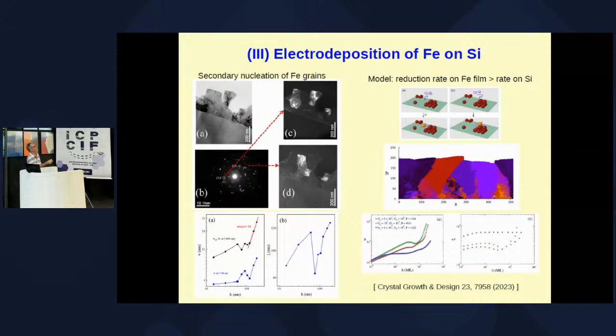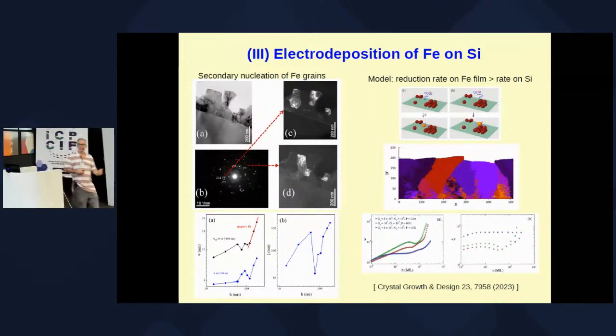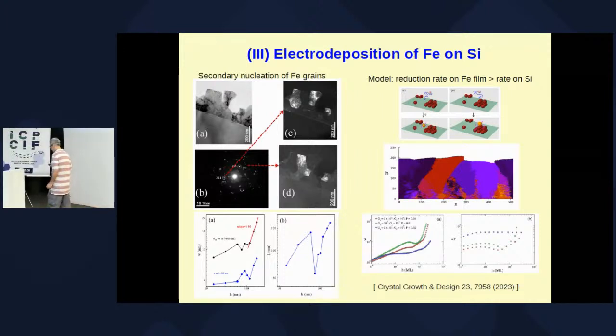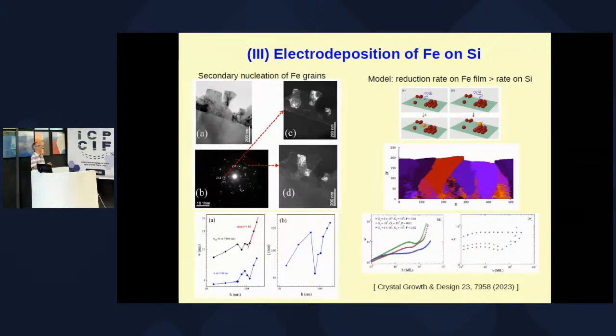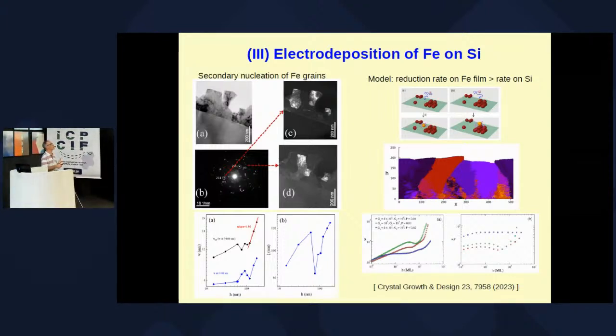They only appeared after the growth of 50 nanometers of the film on the substrate, or 150 nanometers from the substrate. So they are not grains formed on the cathode. They are secondary grains. And then we try to model this with a similar approach to that previous one. The main difference of the model is that in the beginning of the process, we assume that the reduction rate is much smaller on silicon than on the iron film.